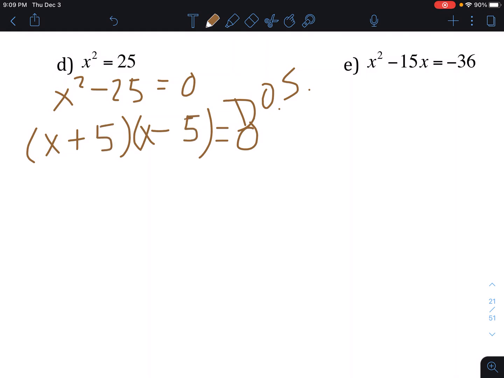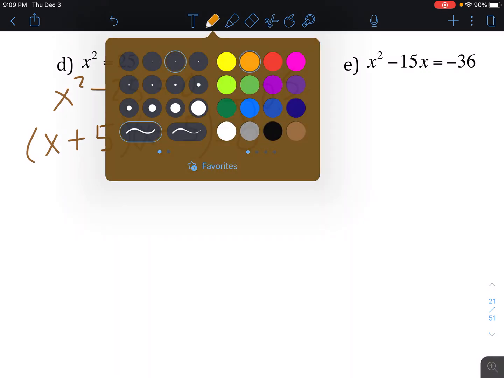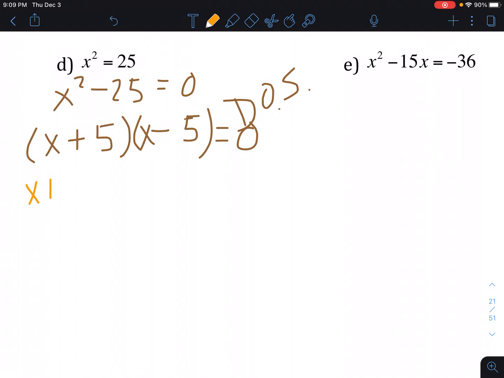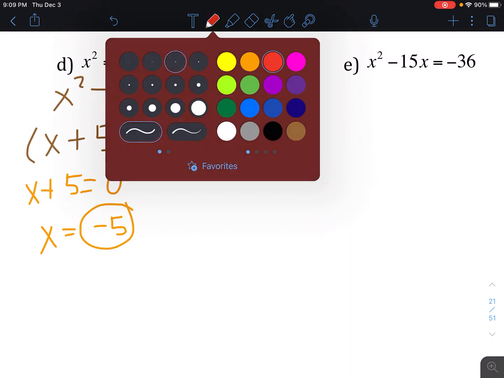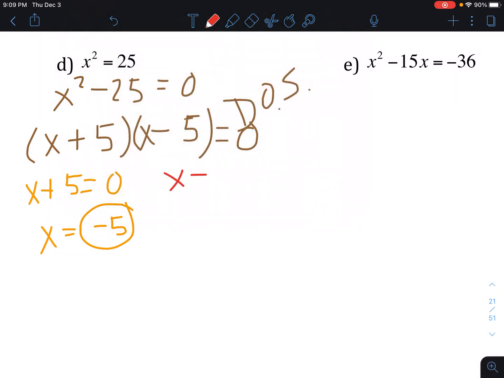So now we have our two factors. Let's get our two answers. The first guy, x plus 5 equals 0. Subtract 5, so -5 is one of our answers. And the second one, x minus 5 equals 0. Add 5, and you have your second answer.